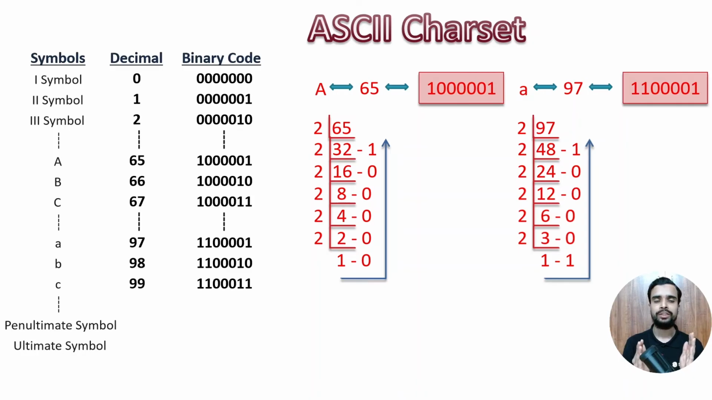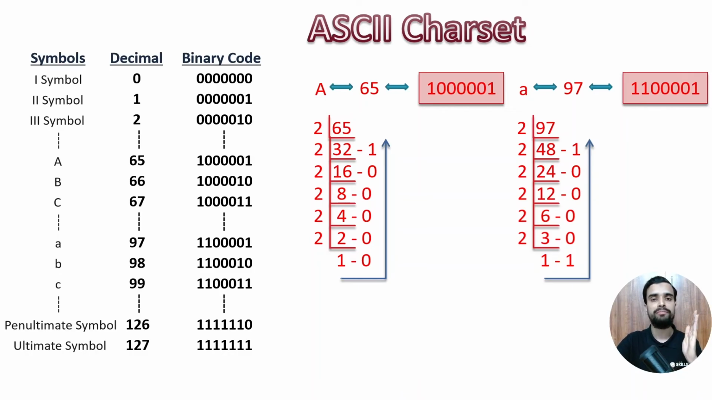Similarly, can you guess what would be the binary sequence for the last symbol, the ultimate symbol? As simple as this. If for the first symbol the binary sequence happens to be 7 zeros, common sense, for the last symbol it is going to be 7 ones like this. And when you convert that into the decimal form, it is nothing but 127. And for the penultimate symbol, only the last digit is going to be 0, and the decimal equivalent is going to be 126 like this.